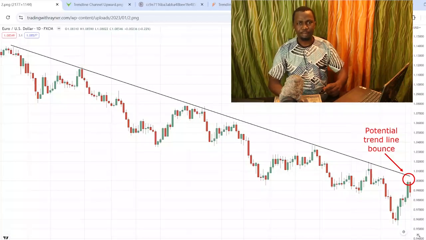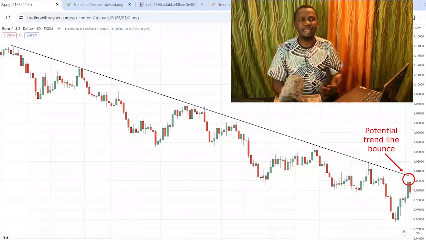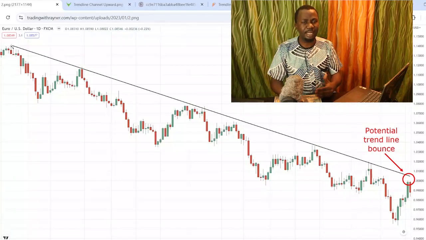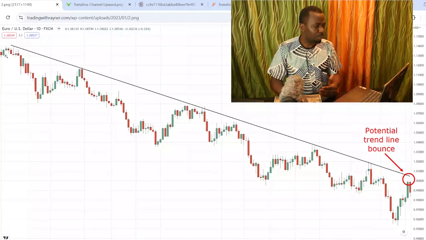So now the trend line will be acting as a resistance level for you to take your sell trade. So once you have connected the two previous highs during a downtrend, like for example this and this, you can now extend the trend line to the future.